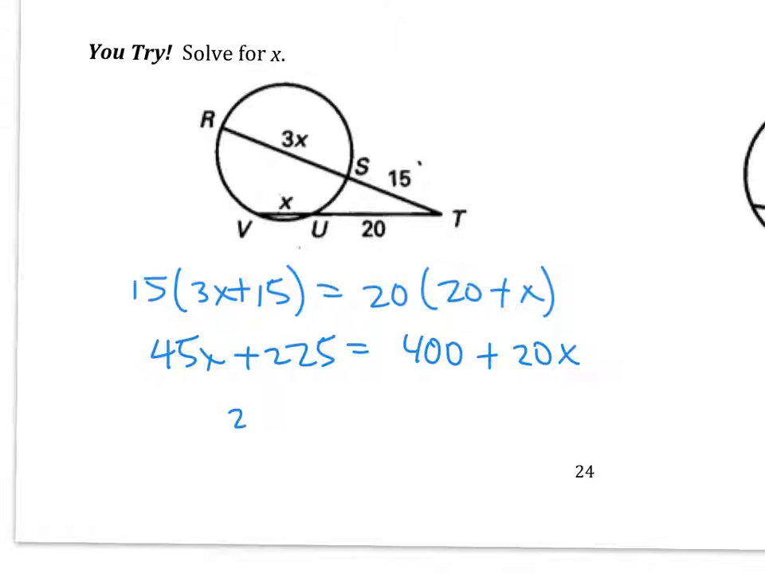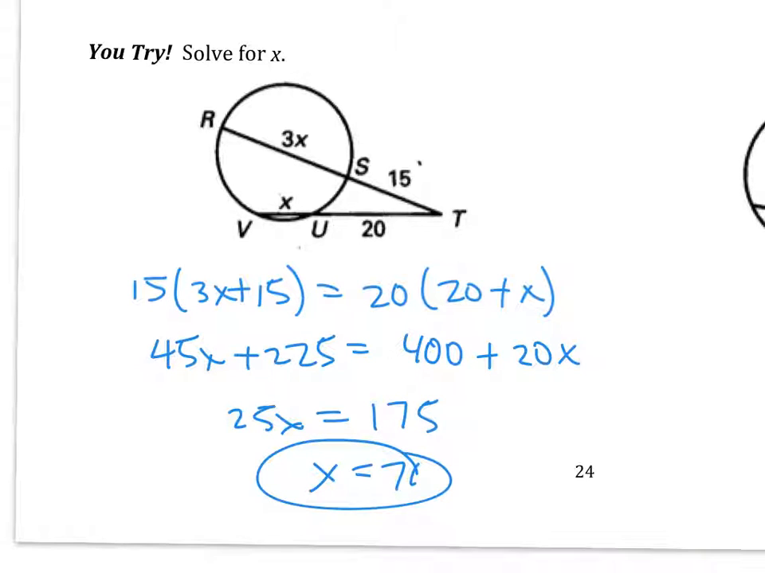Subtract the x's, you get 25x. Subtract the 225, you get 175. 25 goes in 175 7 times. Any problems there? Hold up.